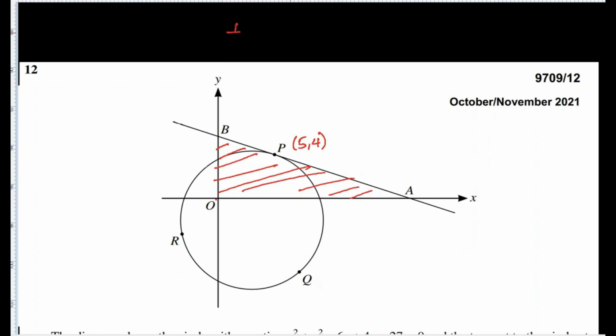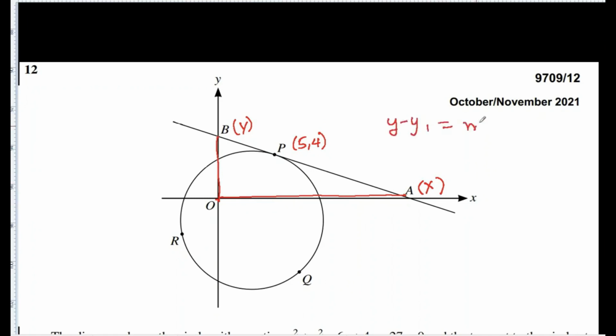So to find the base and height, we should know the coordinates of points A and B. Whatever is the x coordinate of A is the base length. Whatever is the y coordinate of B is the height. And once we know them, we can use the formula to find the area of the triangle. So now to find the coordinates of points A and B, we should know the equation of the tangent. And tangent is a line which has an equation like this: y minus y1 equal to m(x minus x1).